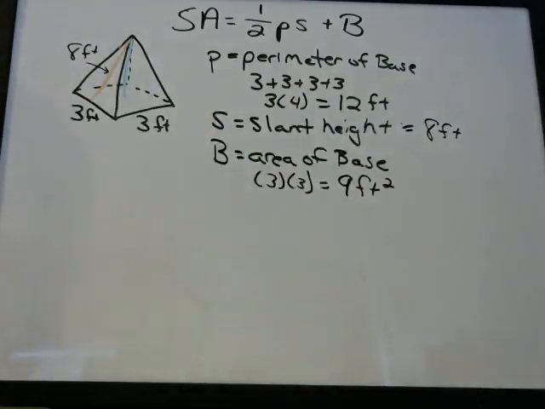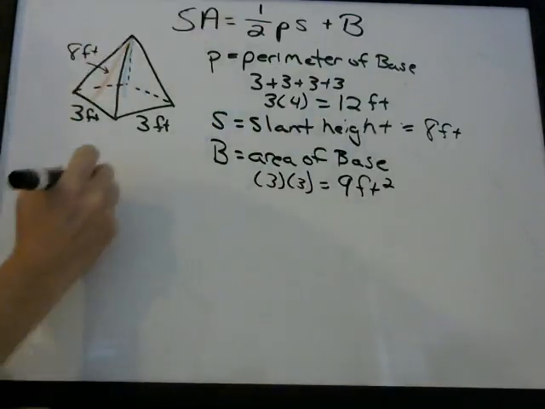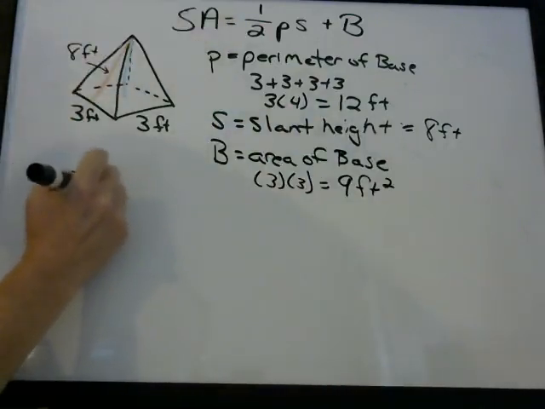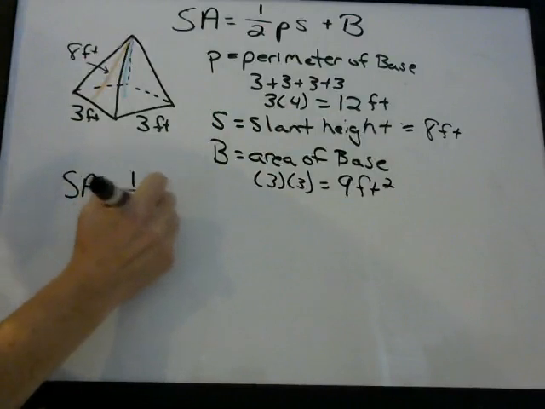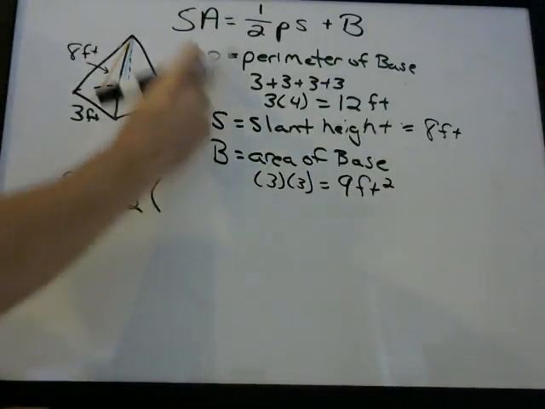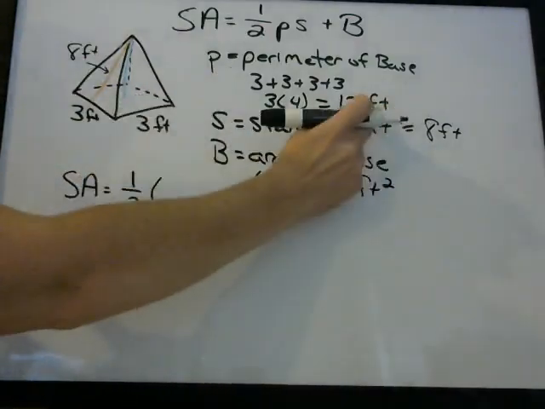So what is the total surface area of this pyramid? It's 1/2 times P. What did we say P was? 12 feet.